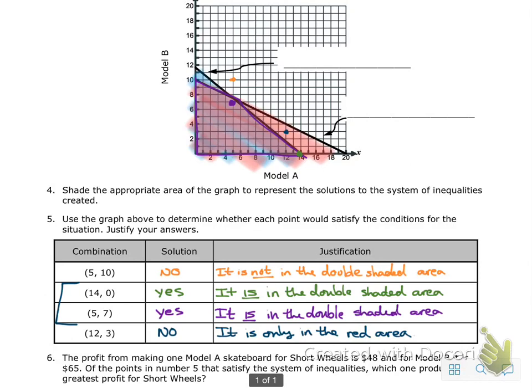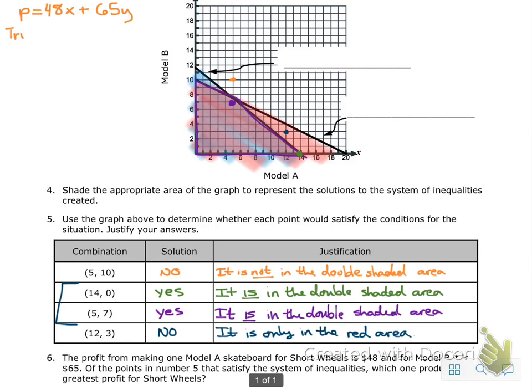So they give us an equation to use. We just have to write it down. Okay, profits. So we're going to represent profit with the letter P. Profits. And it's $48 per Model A, so 48x, and $65 per Model B, so 65y. So we have to try these 2 points and see which one gives us the higher outcome. So we're going to try the green 14, 0.